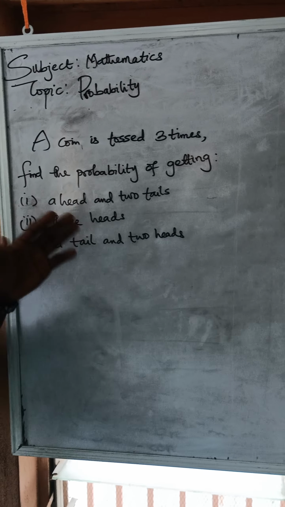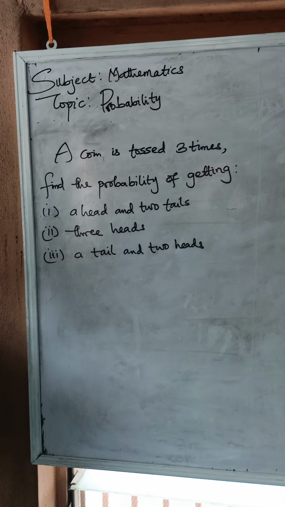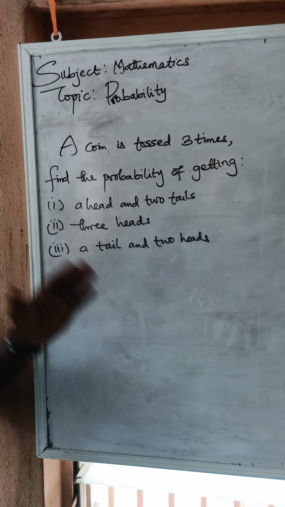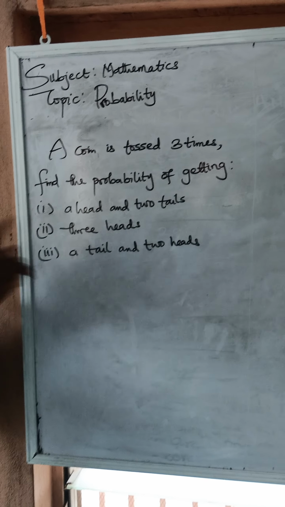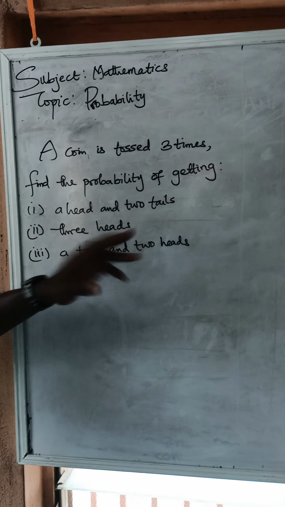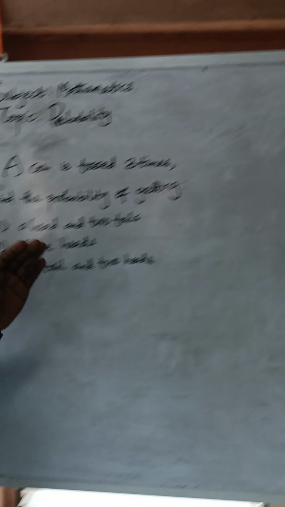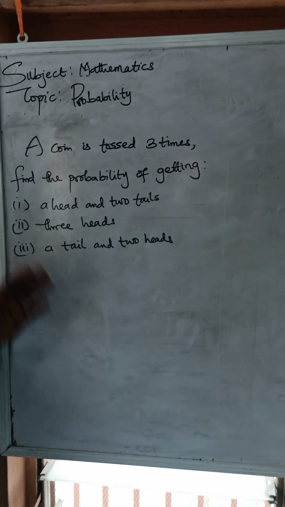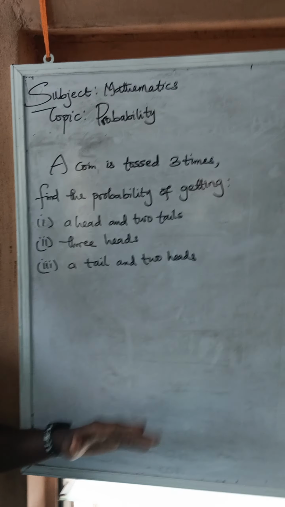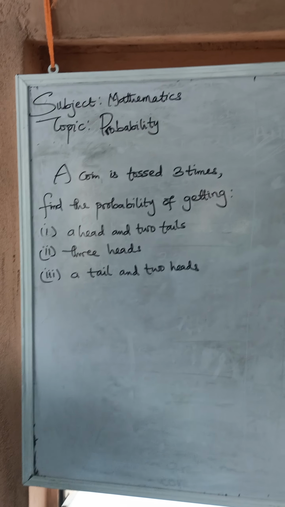A coin is tossed 3 times. Find the probability of getting: Roman figure 1, a head and 2 tails; Roman figure 2, 3 heads; Roman figure 3, a tail and 2 heads. So let's start.